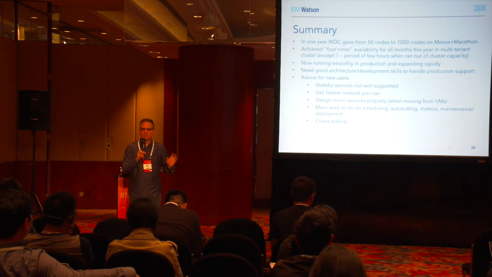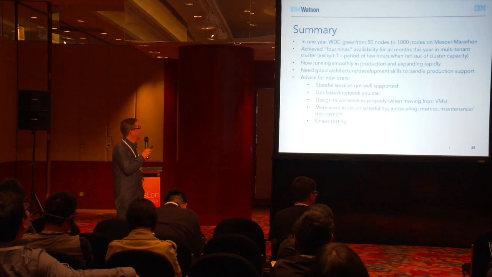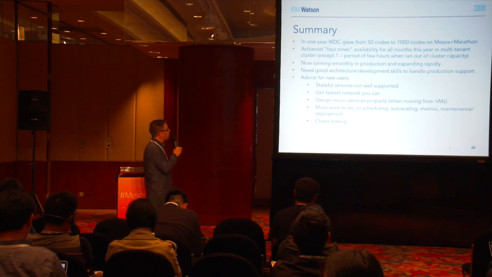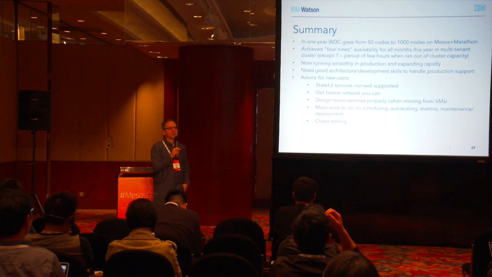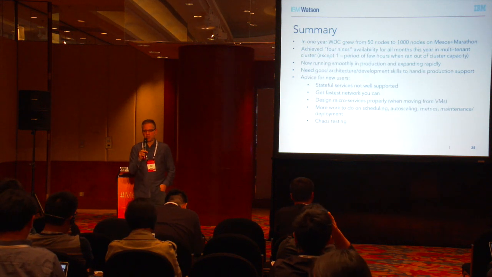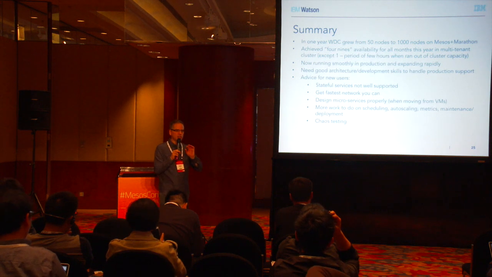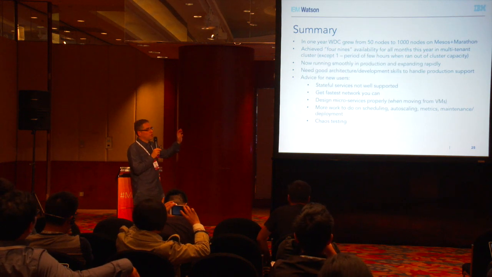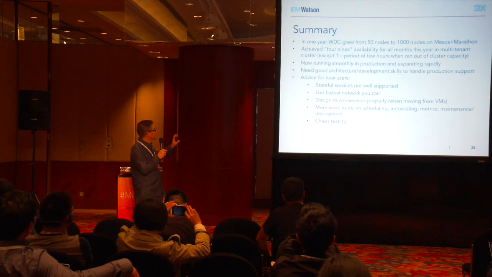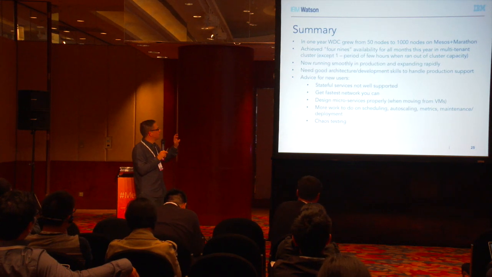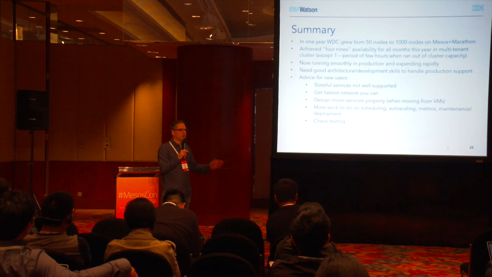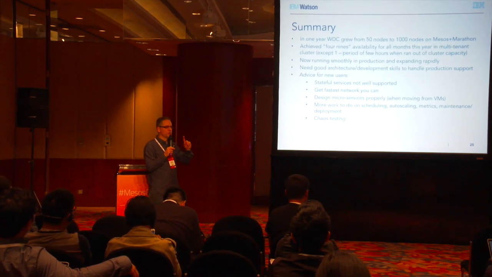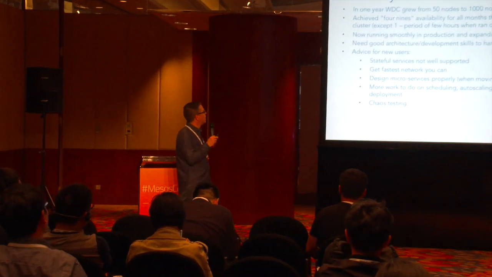And that's basically it. The takeaway from this is that it has been a very successful exercise in adopting this technology. I focused a lot on the challenges that we had, because this is what we've learned out of it. But we've gone from 50 to 1,000 in a year. We calculated that we achieved four nines availability for all of the months this year, except for one month, which was when we didn't have enough capacity. We're running smoothly in production. This service is expanding quite rapidly.